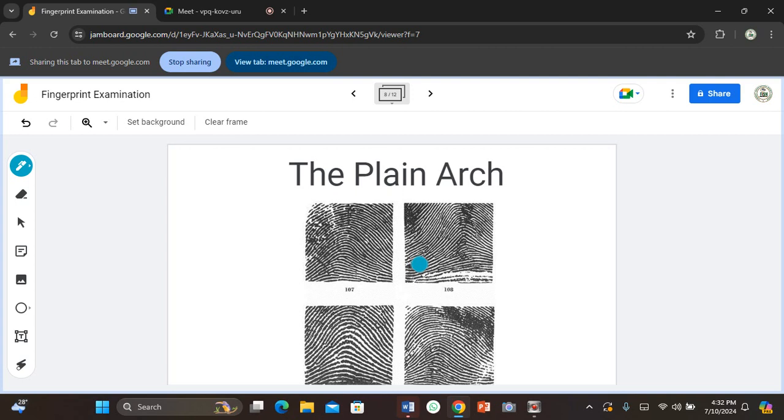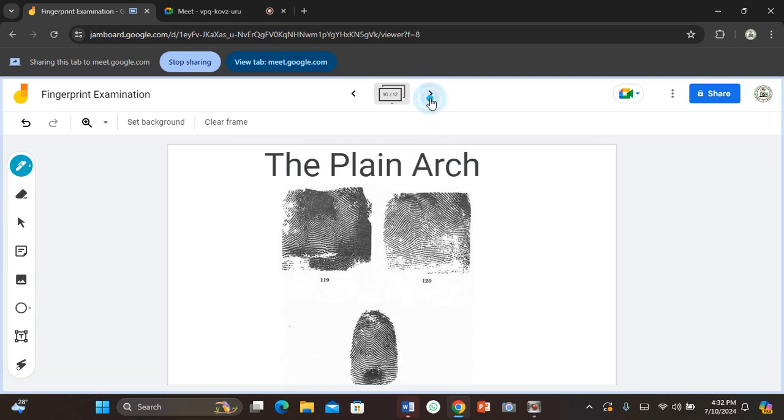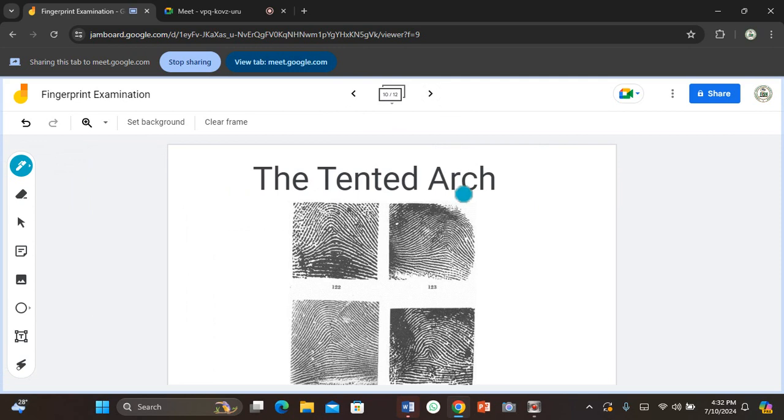Then we have the tented arch. Now, in this one, there are types. This one also has different formations.